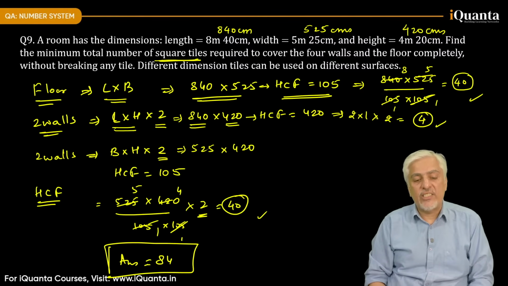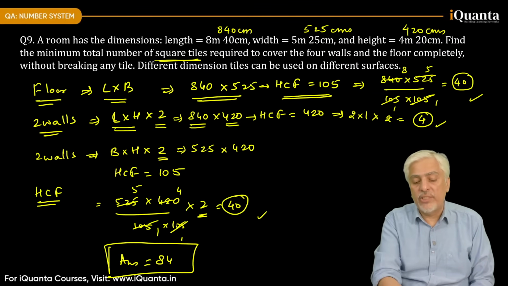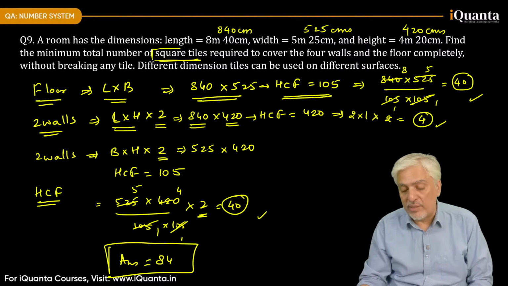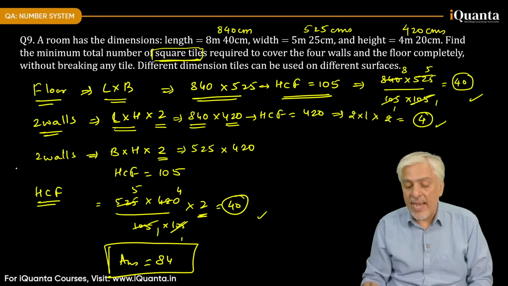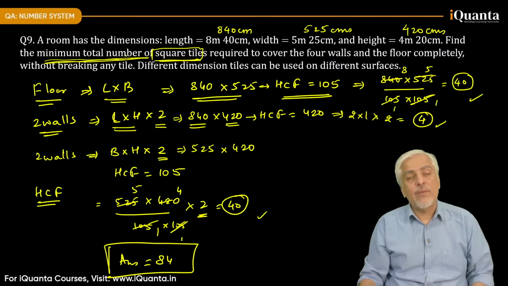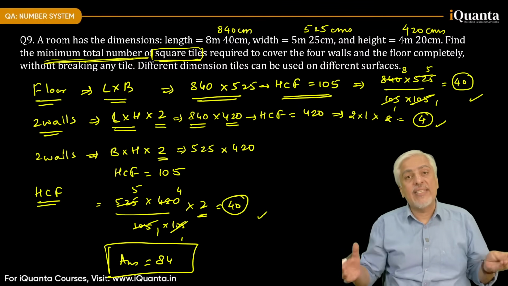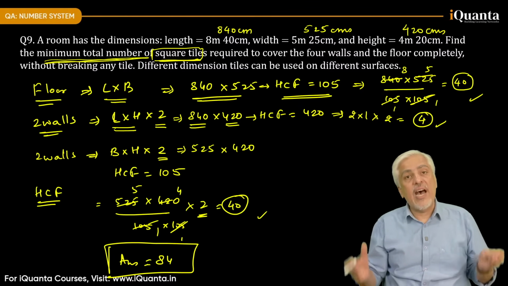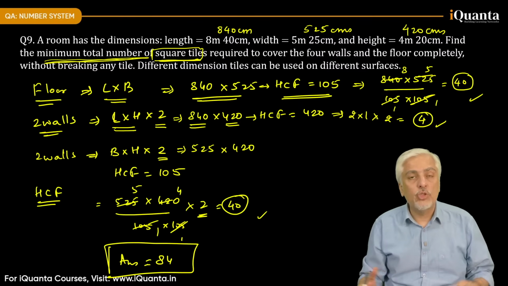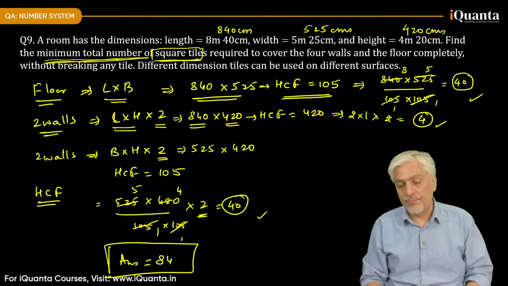Okay, why to find HCF? Because I want the tile to be square. That means length and breadth of the tile has to be same. And I want minimum number of tiles, which means I want the size of the tile to be highest. So which is the highest number which divides both length and breadth? So that मेरी number of tiles कम हो जाएगी. Tejaswini, got it now?